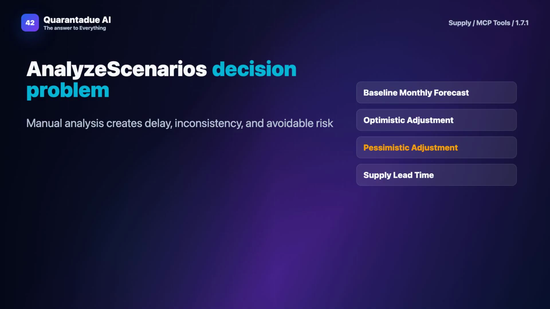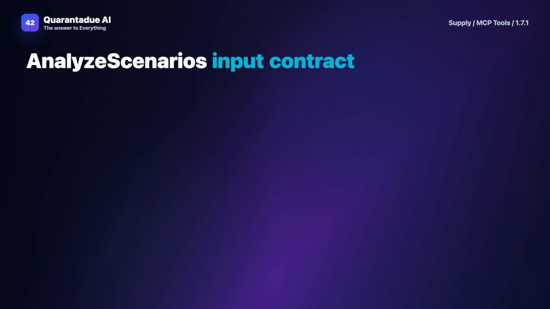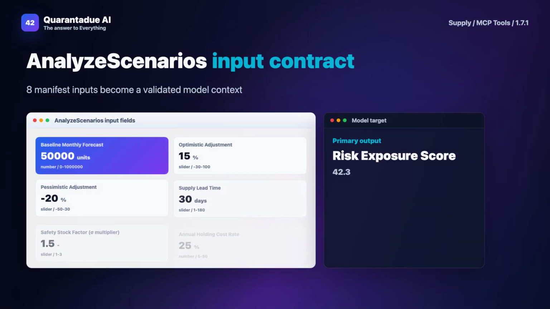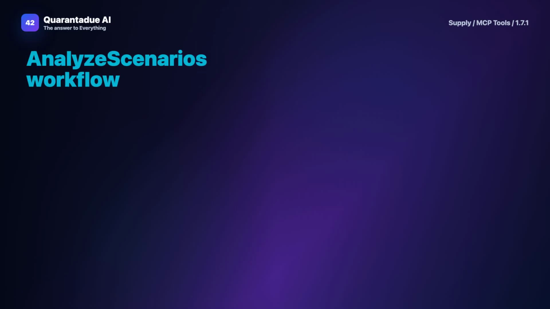Analyze scenarios starts with a defined input contract. Typical inputs include baseline monthly forecast, optimistic adjustment, pessimistic adjustment, supply lead time, and safety stock factor sigma multiplier. Keeping these fields explicit reduces ambiguity and makes every run easier to audit.